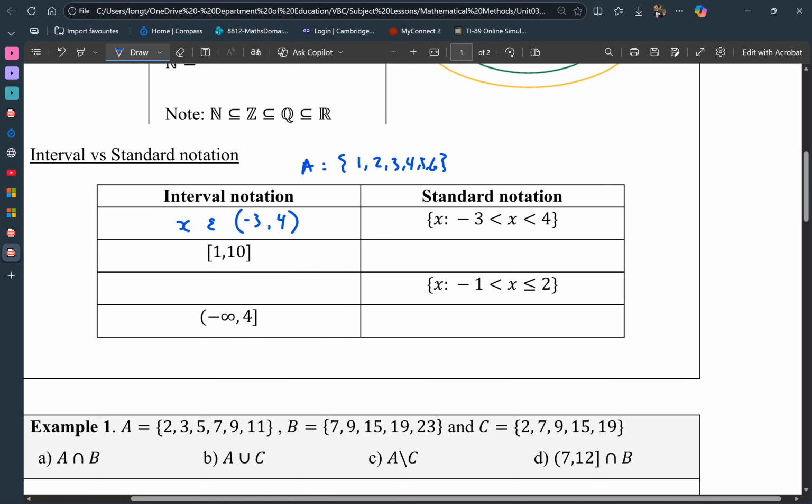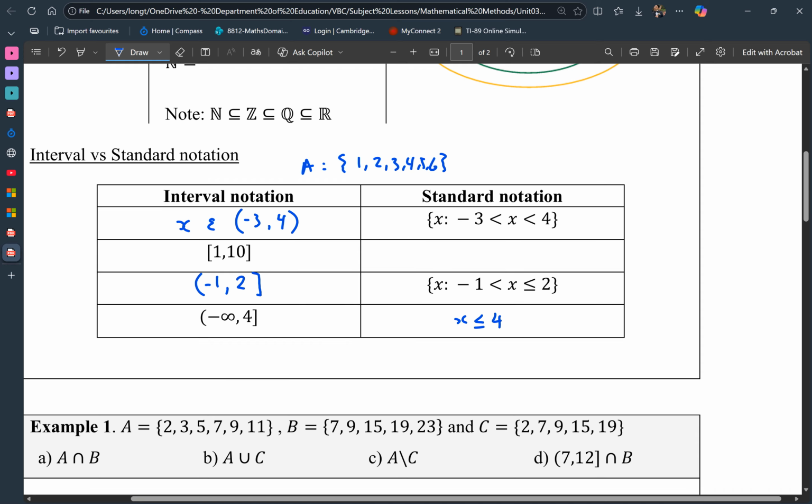Next one, I'm just going to fill that out so that you can see. So we're saying from -1 all the way to 2 inclusive. We use a closed bracket for inclusive, open bracket for not. Okay, and the last one here, which we should know, -infinity to 4. Remember, with infinity, you do not use closed brackets. It has to be open brackets. We can't include them. So that essentially just means x less than 4, inclusive.